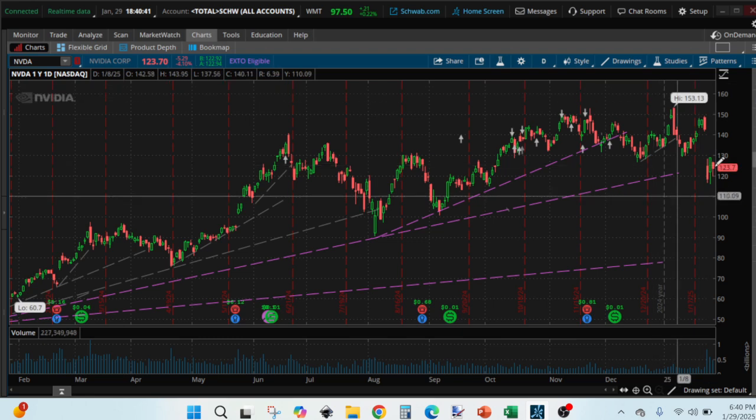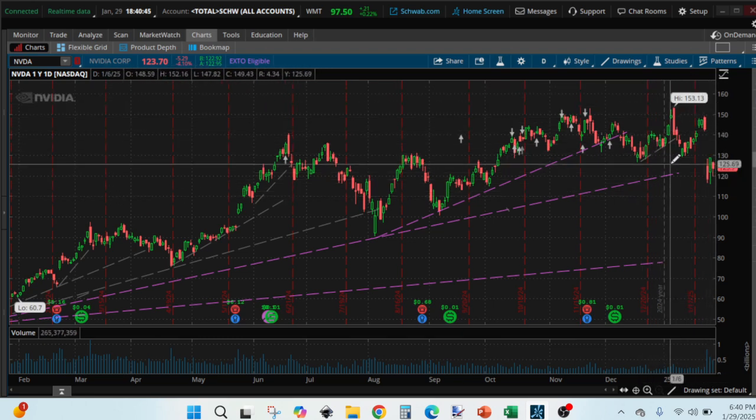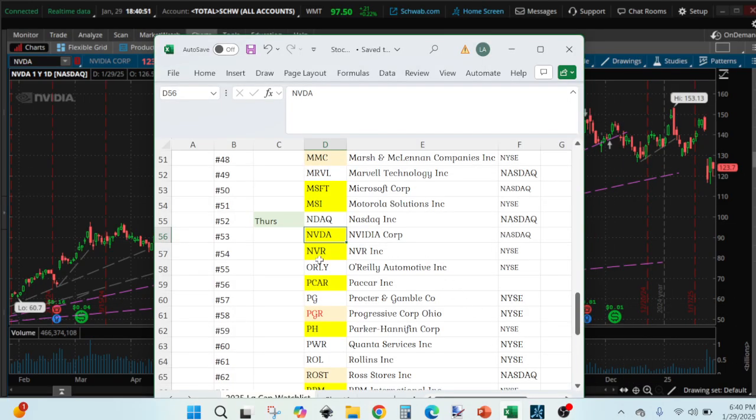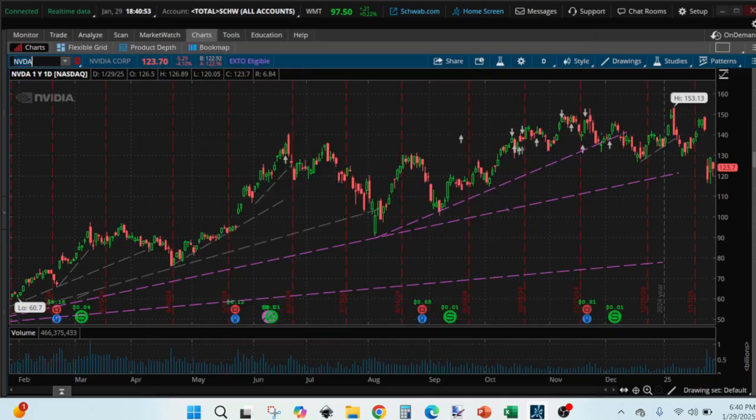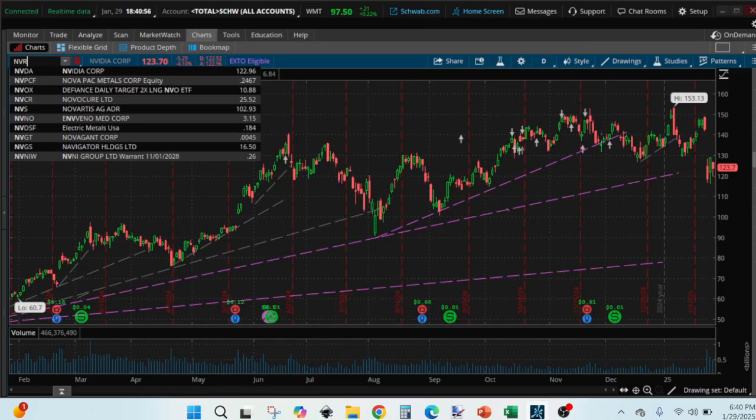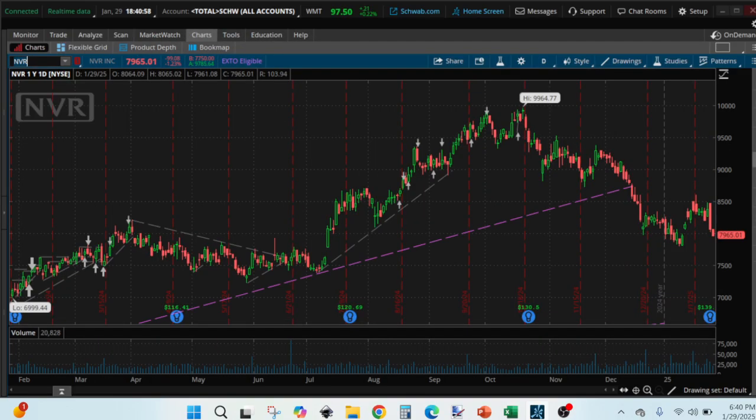But again, it gives us an opportunity to learn about what we are doing and keep improving it. So the next one we are going to see is NVR. We purchased NVR in 2024 using the short option and swing trading strategy. It went up a little bit and pulled back from there.